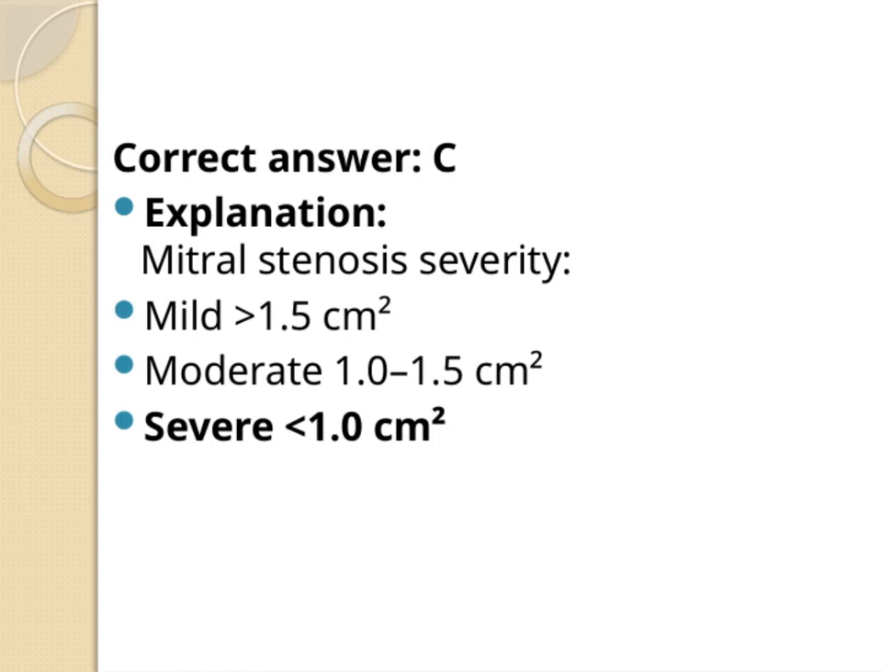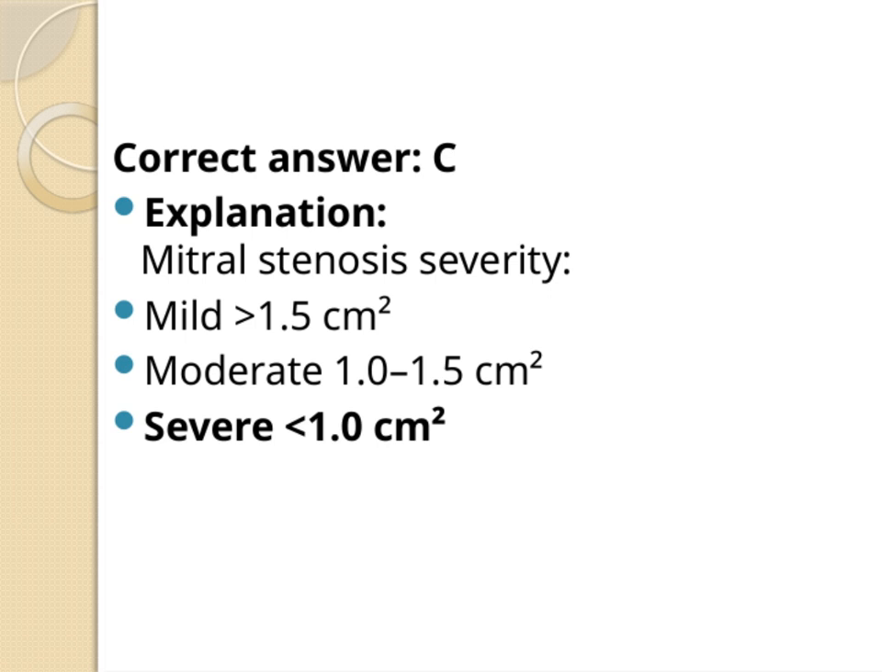Now, let's focus on how we assess the severity of mitral stenosis. The key measurement we look at is the mitral valve area. Mild stenosis is characterized by a valve area greater than 1.5 square centimeters. When the area decreases to between 1 and 1.5 square centimeters, we're dealing with moderate stenosis. And if the area is less than 1 square centimeter, that indicates severe mitral stenosis.